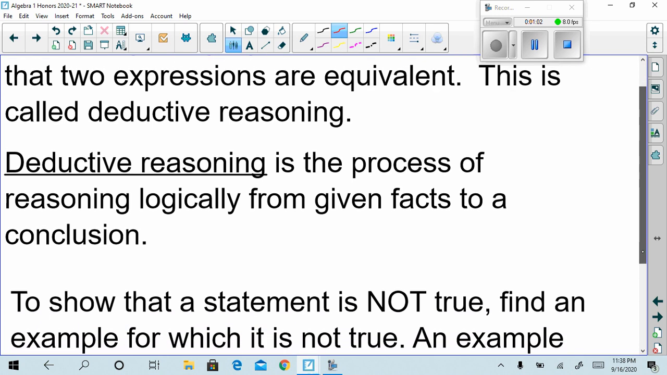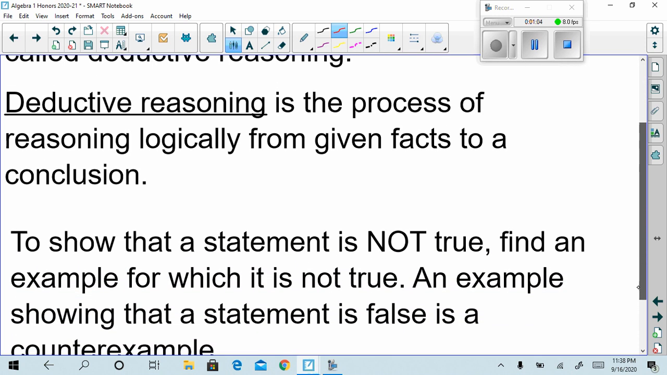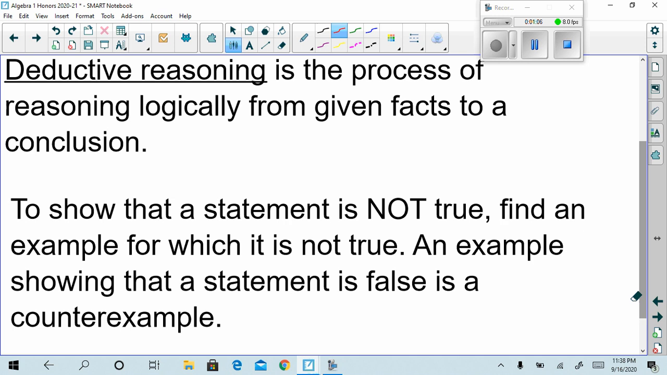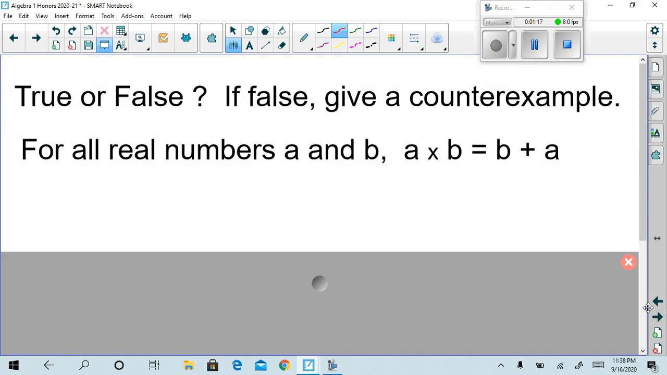To show that a statement is not true, we're going to find something called a counterexample. So if you can think of just one example that's not true about that statement, then we're going to deem it to be false. So let's take a look at some examples.